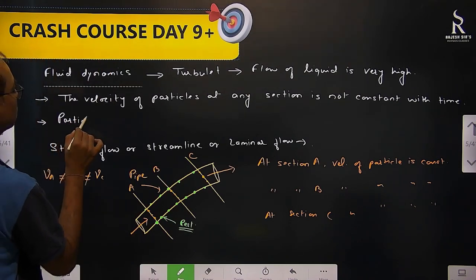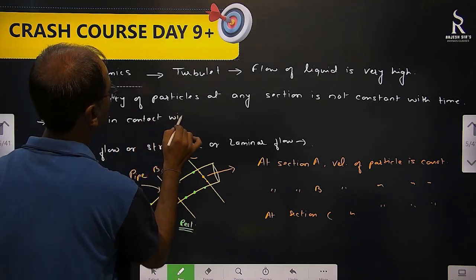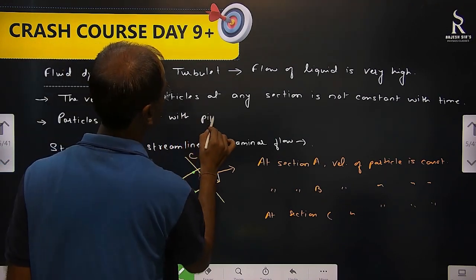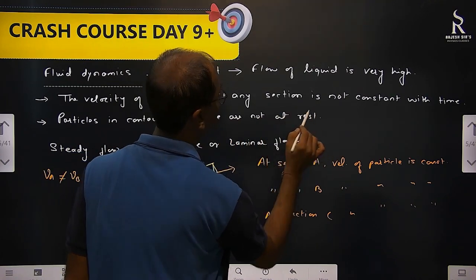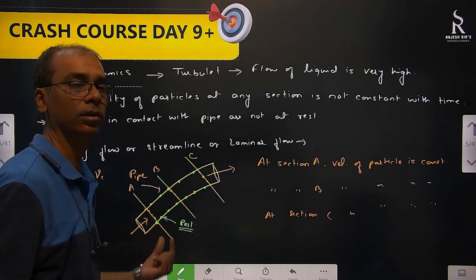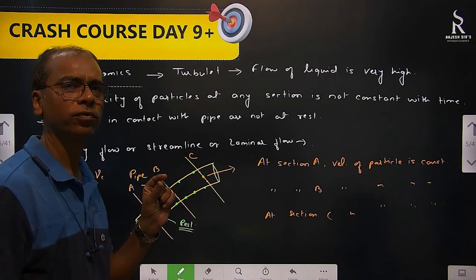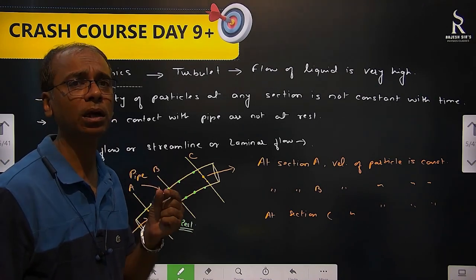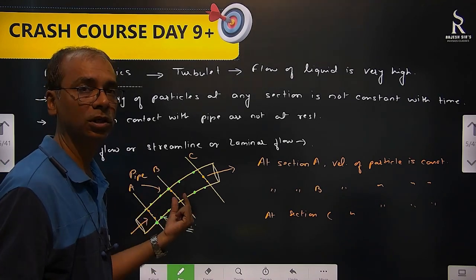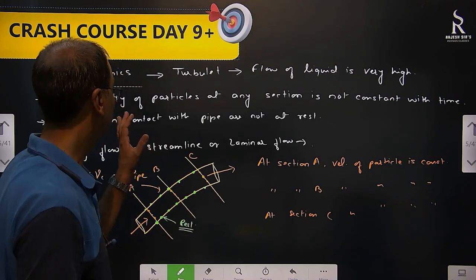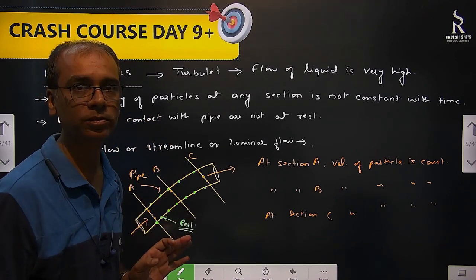Particles in contact with pipe are not at rest. Okay, and the liquid's pressure and density also keep on changing. Like in steady flow, I said pressure here, if you take unit volume or unit area, so that we can define pressure and density. Here, pressure and density remain constant. But in turbulent flow, neither pressure is constant, nor density, nor velocity.